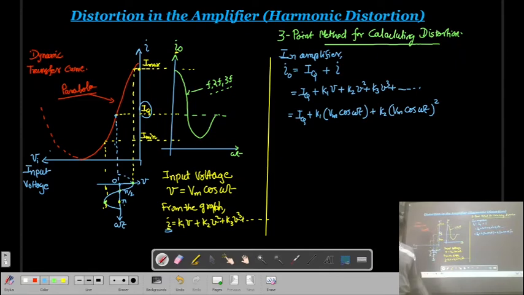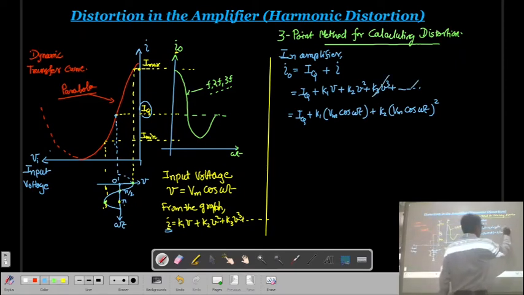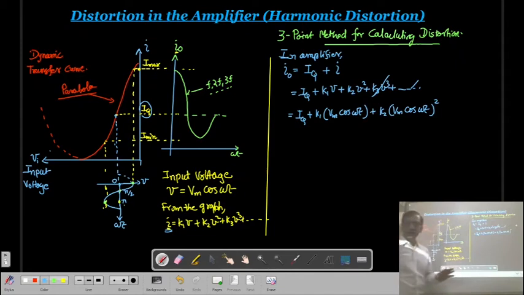Now remember, here we want to calculate the distortion up to the second harmonic, and that's why I am neglecting the higher harmonics. Whatever the higher harmonics are, at this moment we don't consider them. The amplitudes of the third and fourth harmonics are very small, so the distortion will be very small, and therefore we are neglecting the higher harmonics.